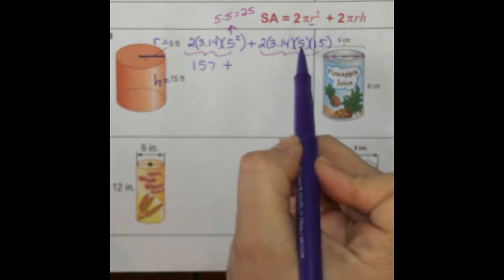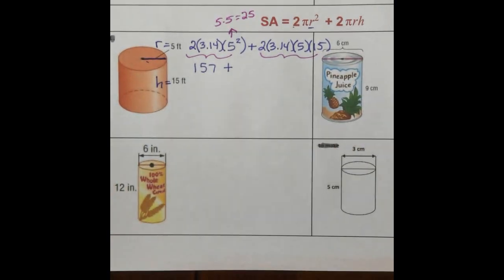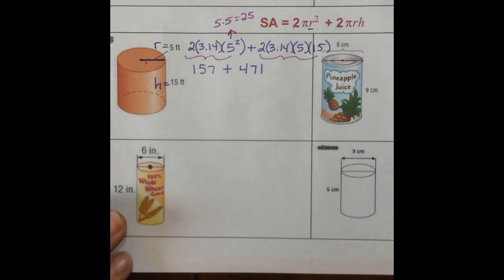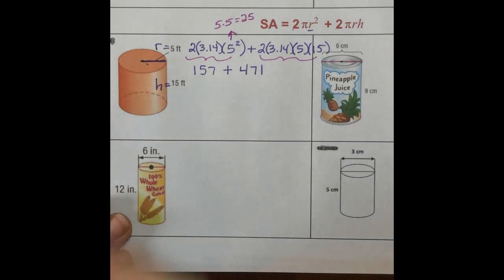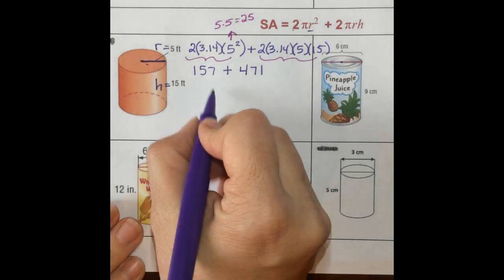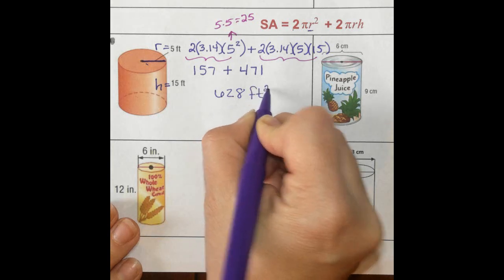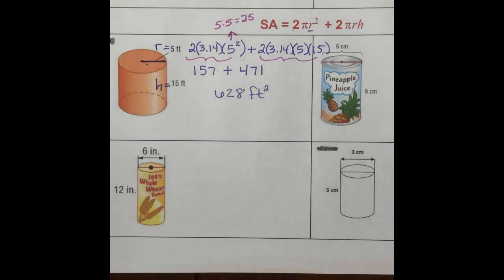Okay, so remember this one, the radius is not squared. We're going to keep it 5. 2 times 3.14 times 5 times 15 gives us 471. And then last step is to add. We get 628, and again, because it's area, it's feet squared.